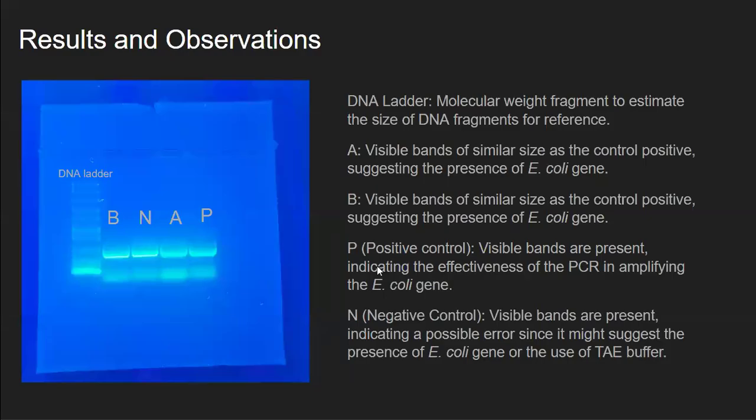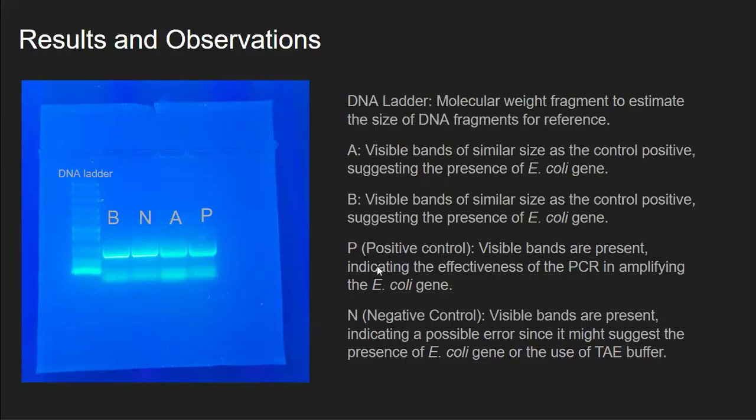Results and observations. DNA ladder: molecular weight fragments to estimate the size of DNA fragments for reference. A: visible bands of similar size to the positive control, suggesting the presence of the E. coli gene. B: visible bands of similar size to the positive control, suggesting the presence of the E. coli gene. P: positive control.